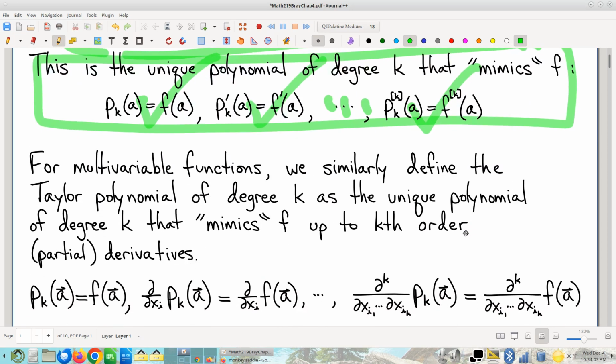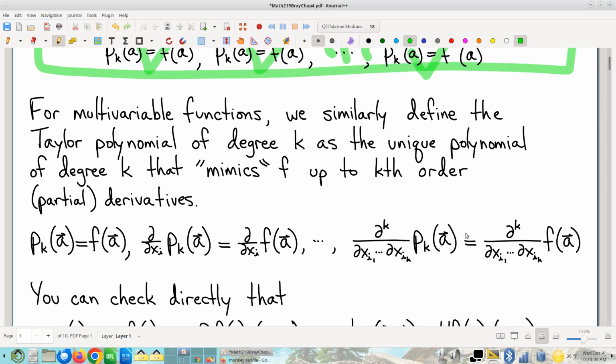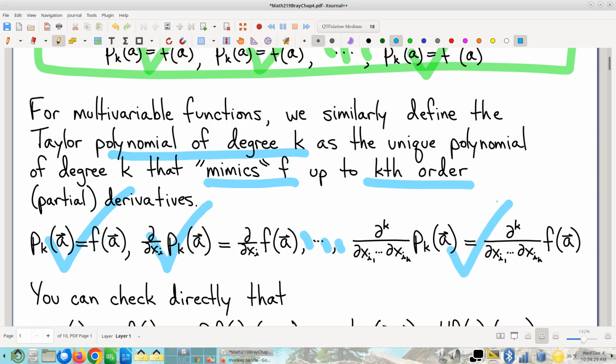Okay, well, with that in mind, we can do the same thing for multivariable functions. We can ask, what polynomial of degree k mimics f? Again, up to the kth order. In other words, we want it to have the same value, the same partial derivatives, the same second partials, third partials, fourth partials, and all the way up through the kth partials.